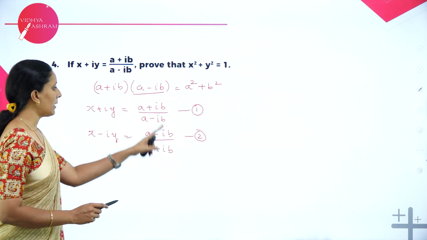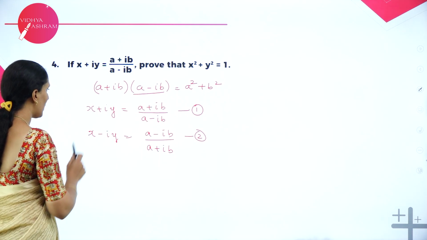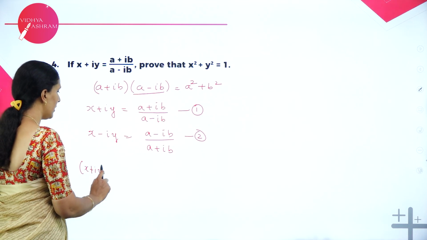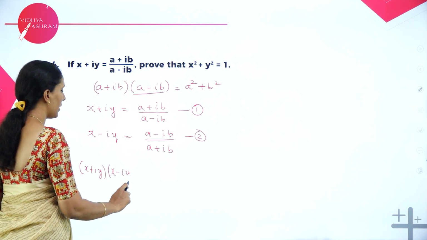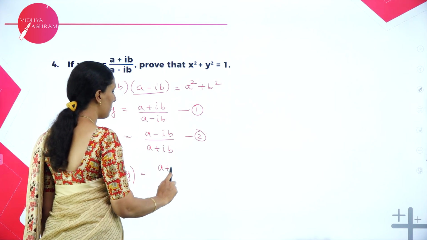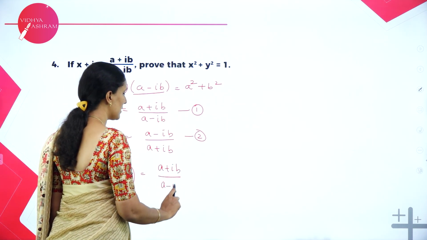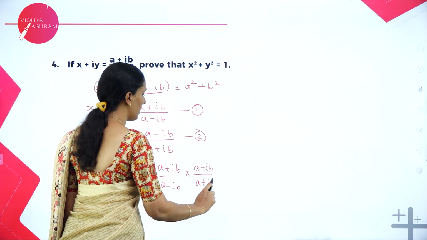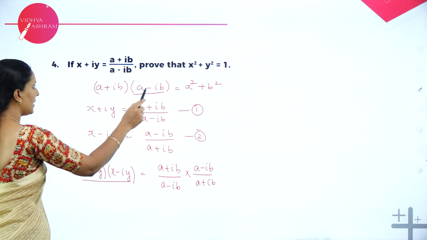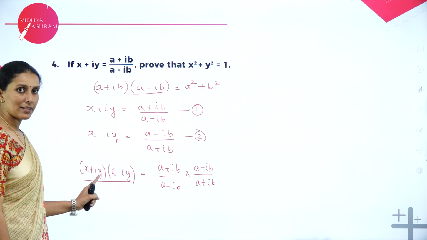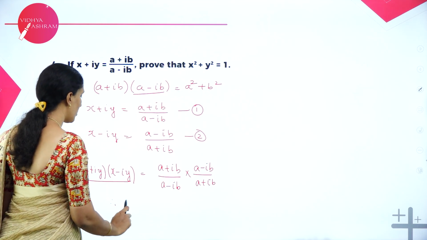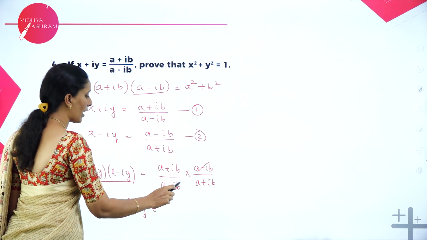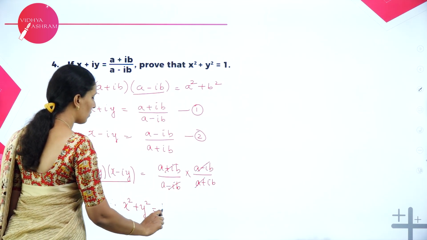So now multiply equation 1 and 2. So let us multiply the left hand side. We will get x plus iy into x minus iy, and here you will get a plus ib divided by a minus ib into a minus ib divided by a plus ib. Now this is in the form of a plus ib, a minus ib, which can be written as a square plus b square. So therefore on your left hand side this becomes x square plus y square. On right hand side you can cancel the terms here. So the value is equal to 1.